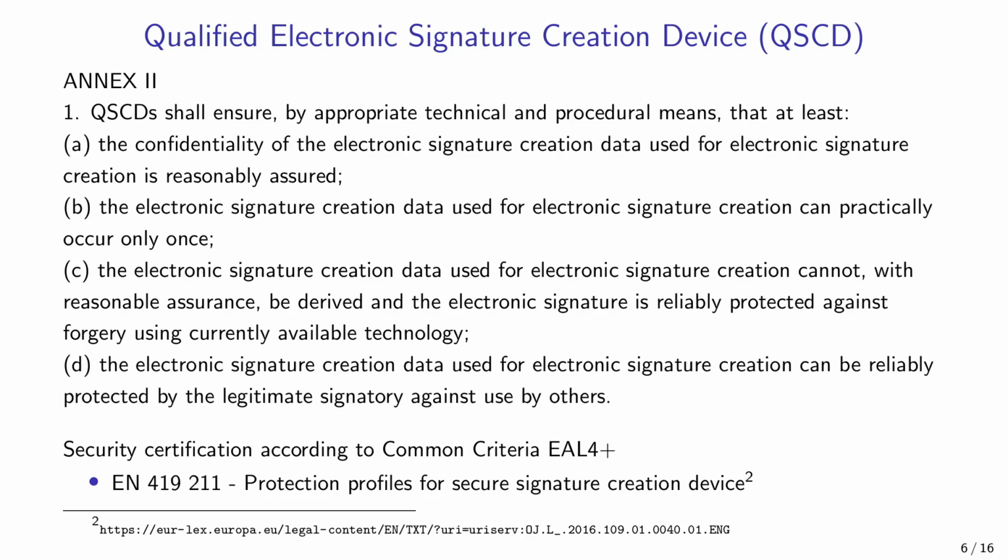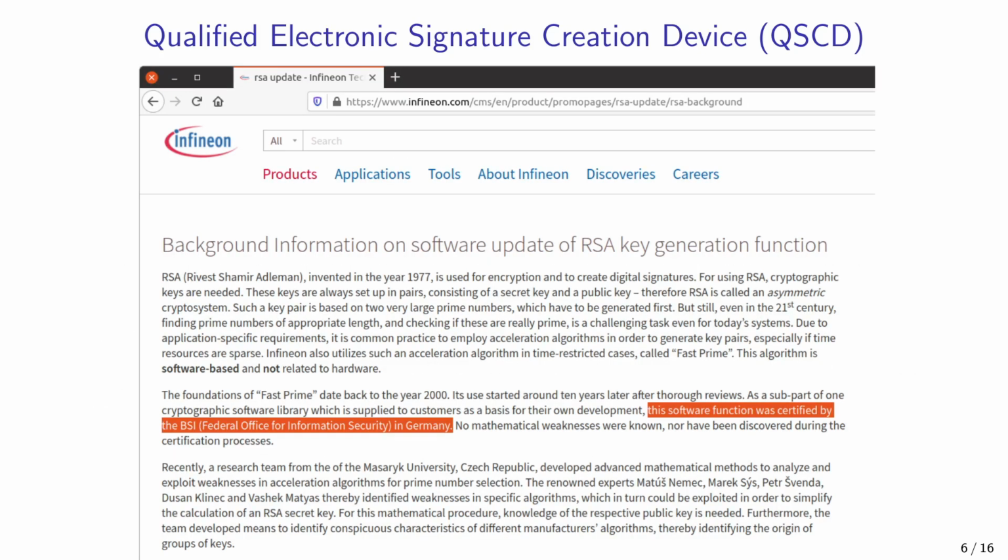Of course, security certification cannot guarantee the absence of security flaws either. For example, the notorious flawed Infineon RSA key generation implementation was security certified by BSI in Germany, and here we can read Infineon's press release, which states that this software function was certified by BSI in Germany, but no mathematical weaknesses were discovered during the certification processes. So, this is an example of a failure in the certification process. But of course, some security testing is still better than none, right?